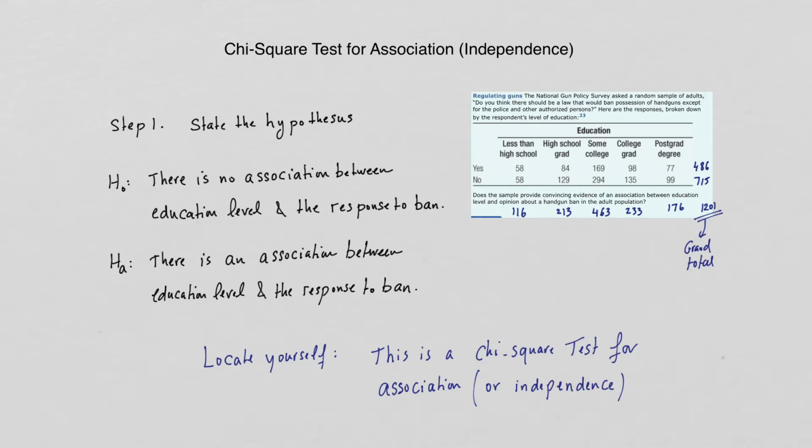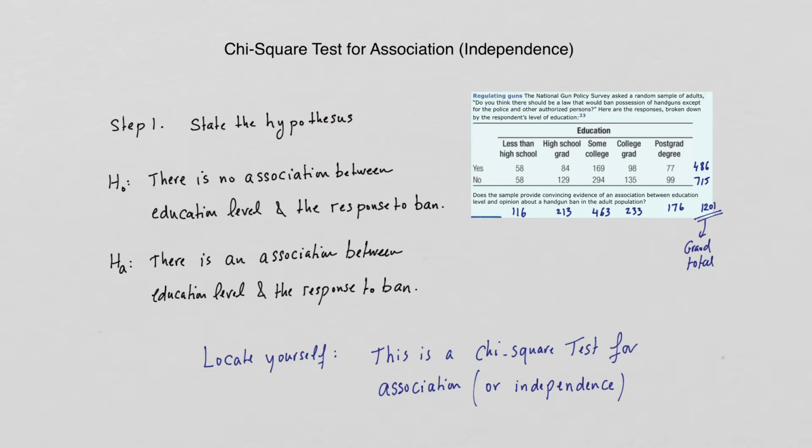Now, you can go back to stuff you've done in the past and do a bar graph or a pie chart, and you could probably, with the naked eye, decide whether or not there is an association. But when things are a little sticky, when the numbers are not too far apart, it would be very hard for you to make that decision, and hence the chi-square test for association. So the first step is to state your hypothesis.